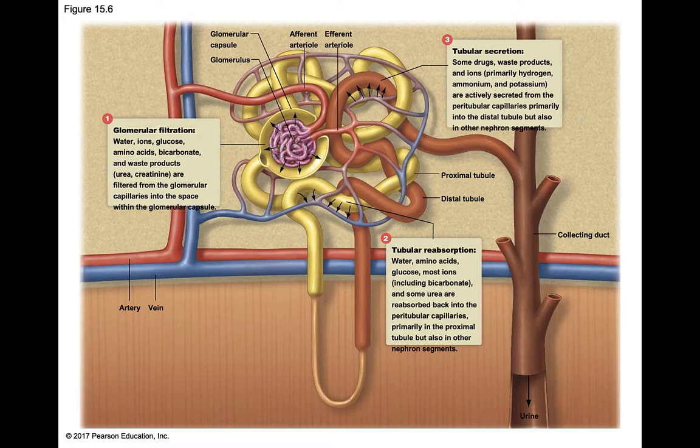The third process is tubular secretion. Now, secretion is going to involve the movement from the blood into the tubule. So you want to make sure that you're comfortable with the various definitions of these three terms. Some drugs, waste products, and ions are being secreted from the peritubular capillaries into the distal tubule. So remember, typically tubular reabsorption is taking place in the proximal tubule, whereas tubular secretion is taking place primarily in the distal tubule.